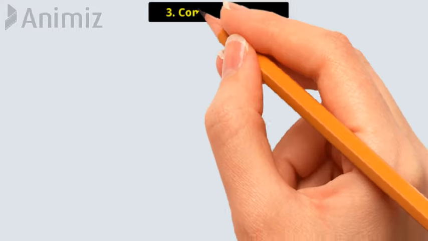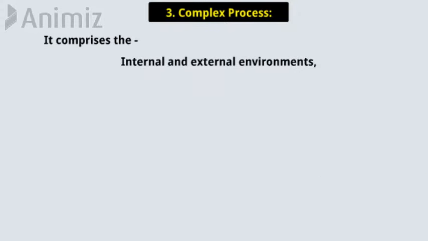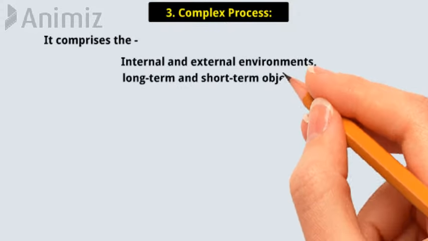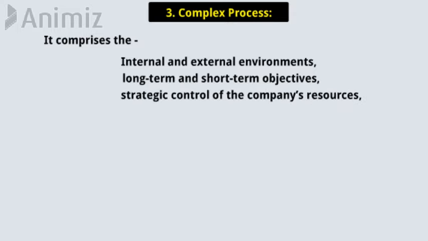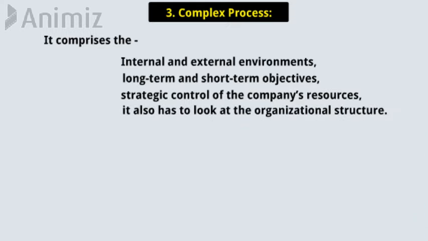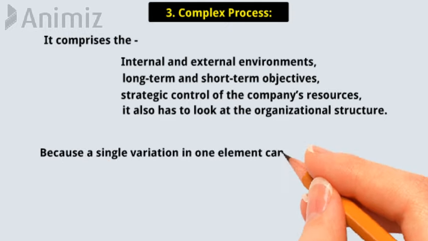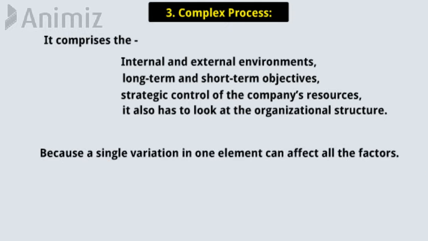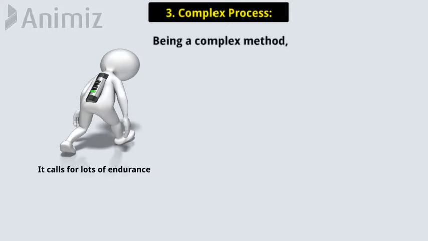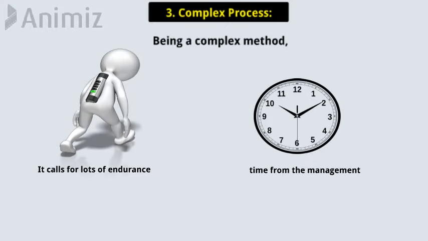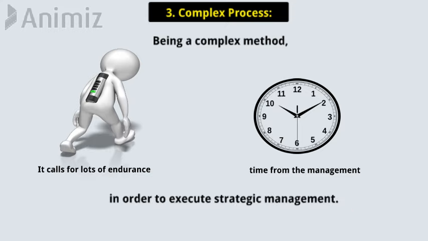3. Complex process. It comprises the internal and external environments, long-term and short-term objectives, strategic control of the company's resources, and last but not least, it also has to look at the organizational structure. This is a long process because a single variation in one element can affect all the factors. Being a complex method, it calls for lots of endurance and time from the management, in order to execute strategic management.